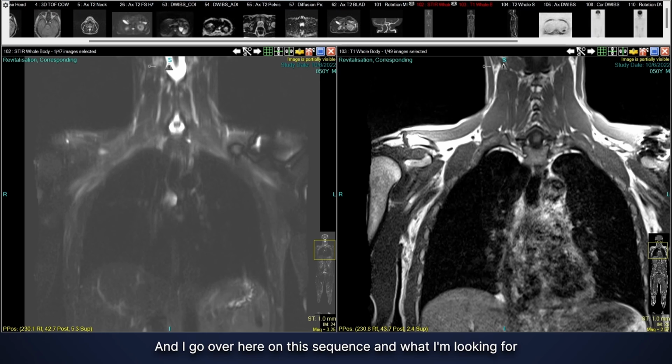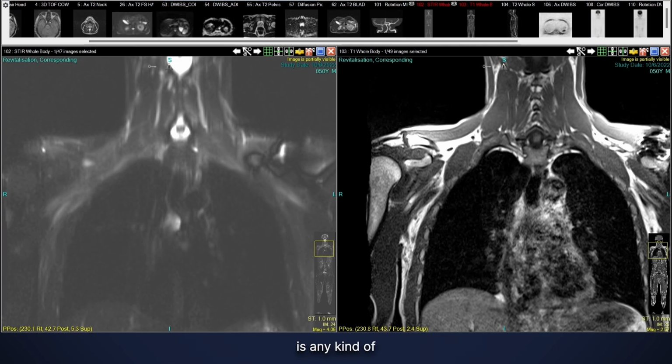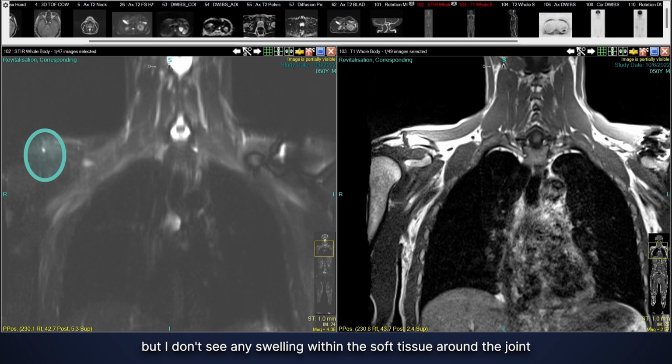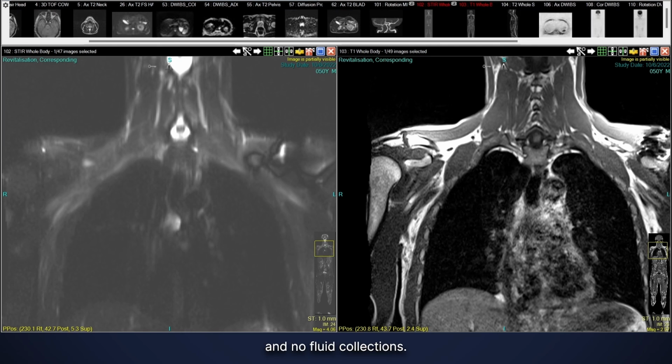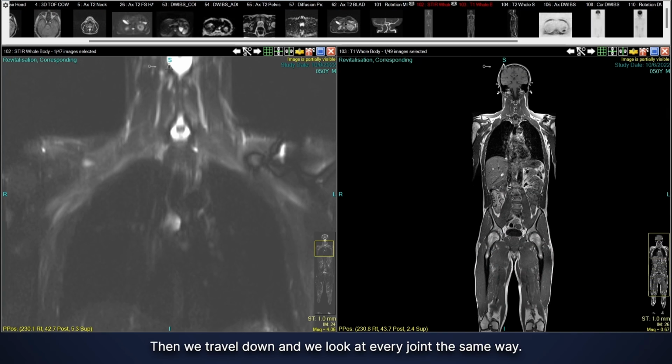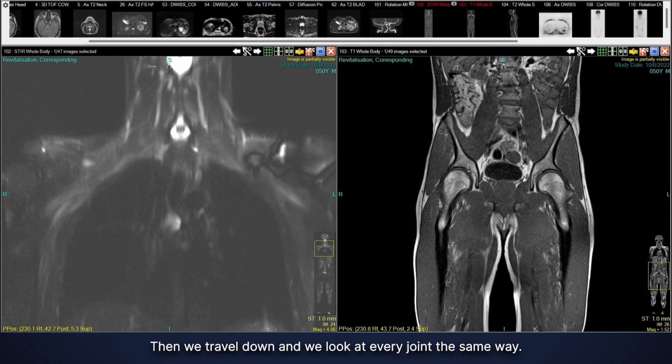Then I go over here on this sequence, and what I'm looking for is any kind of abnormal bright signal within the bone, which can indicate swelling, edema. And then I'm also looking for abnormal fluid, either within the joint or around the joint. And here we can see a little bit of fluid within the joint, but I don't see any swelling within the soft tissue around the joint and no fluid collections. Then we travel down and we look at every joint the same way.